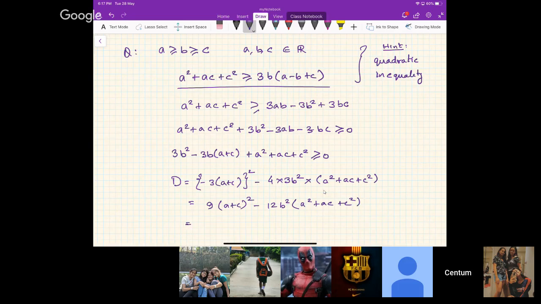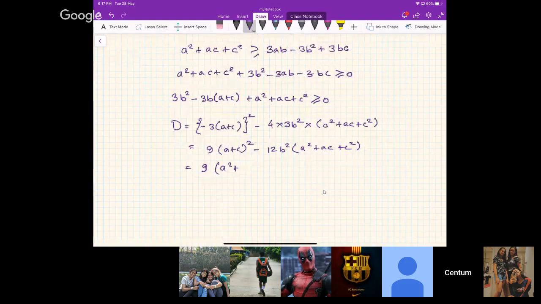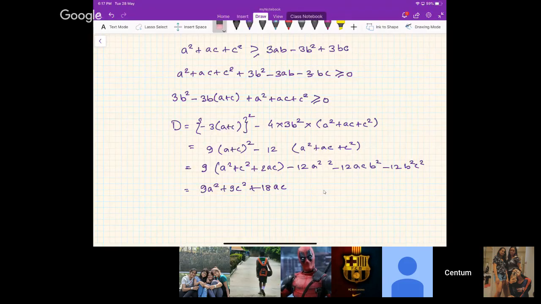Okay, so hence this is nothing but 9 times a square plus c square plus 2ac, minus 12a square minus 12ac minus 12c square. So opening this up, you'll get 9a square plus 9c square plus 18ac. Am I right? Looks like. Sorry, the b square will not be there. Yes, so b square is gone. Correct. So this is the final one. So hence this is minus 12a square minus 12ac minus 12c square.